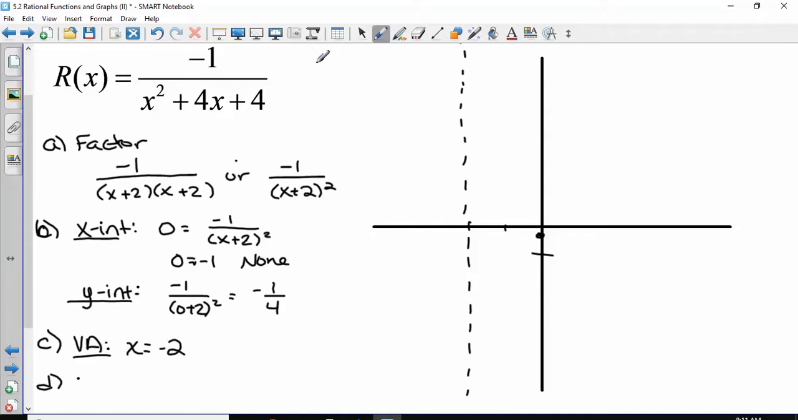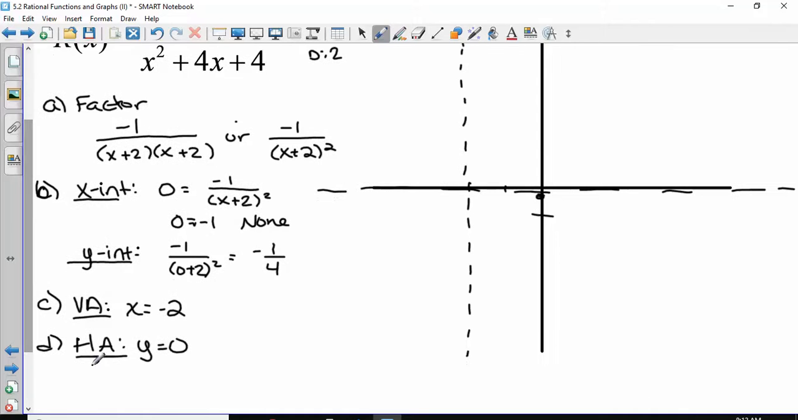Remember, those are based off the degree. What's the degree of the top here? None. It's like how many variables you have. We have no x's on top. What about the bottom? 2. Anytime the top is smaller, it's a horizontal, y equals 0. Y equals 0 is just the x-axis. That's why I didn't have an x-intercept. It's an asymptote here. And we know that if there is a horizontal, there is no oblique.